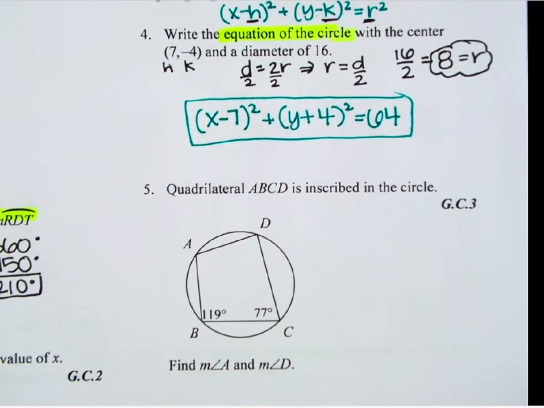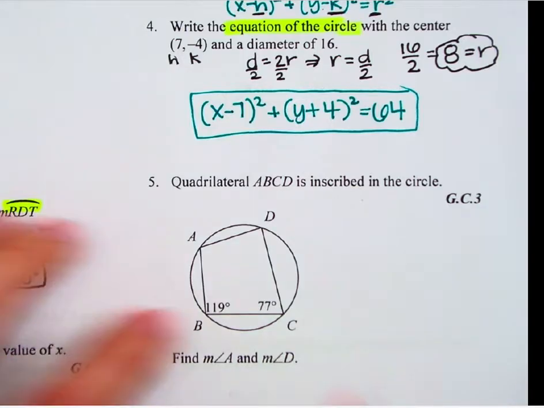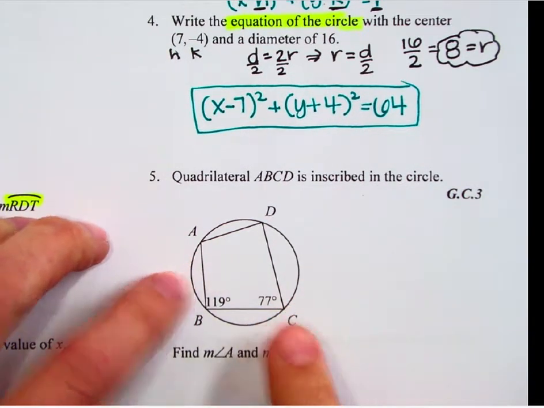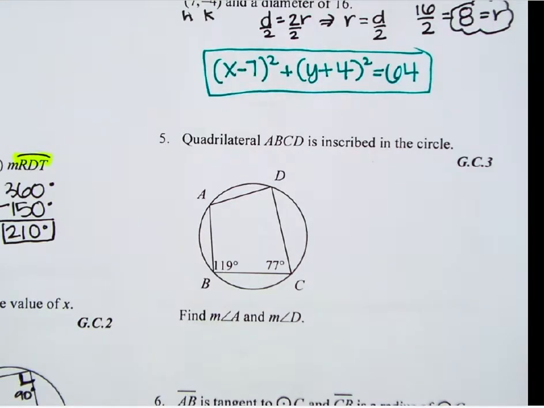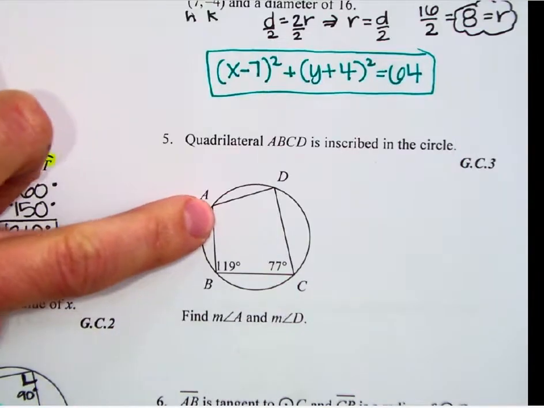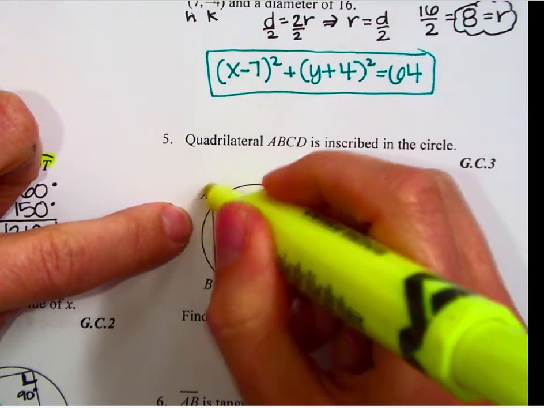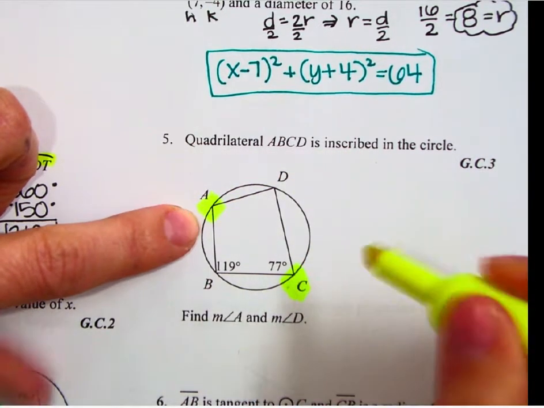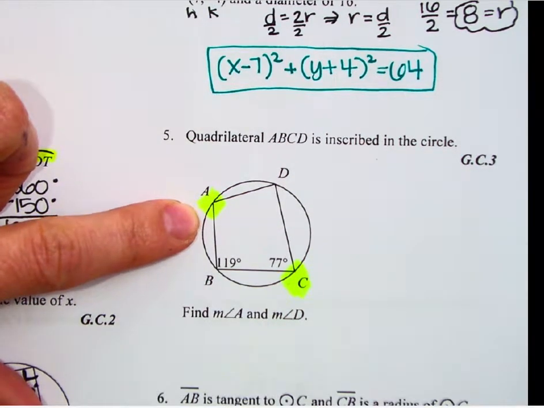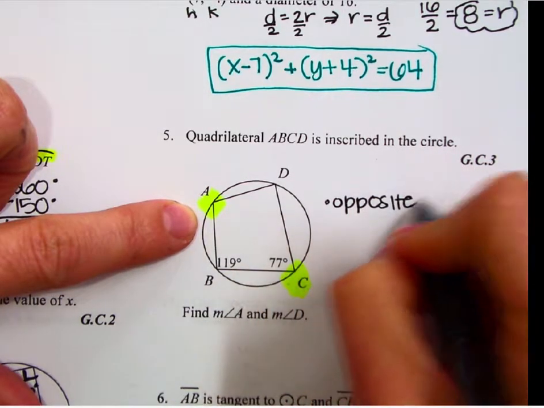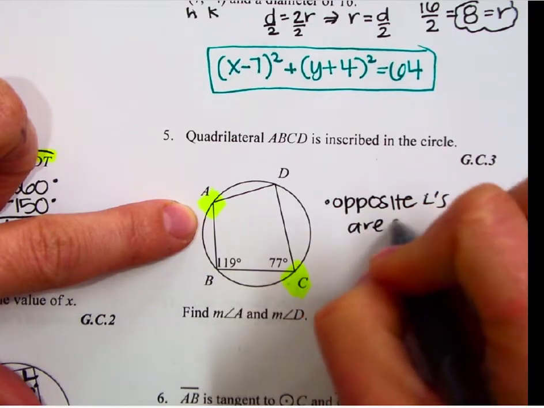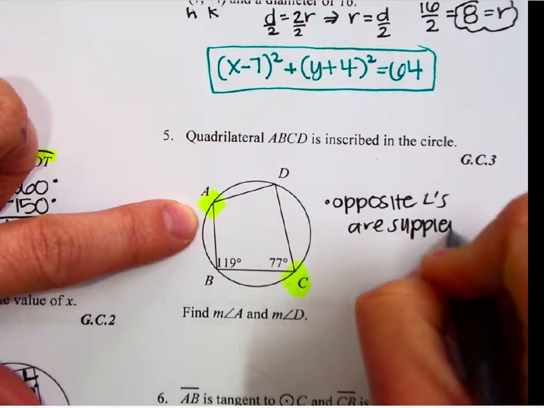We have an inscribed quadrilateral. If we want to find the measure of angle A, we want to look at the angle opposite, because in the inscribed quadrilateral, the opposite angles are supplementary. So that's a property that we're going to be using right now.